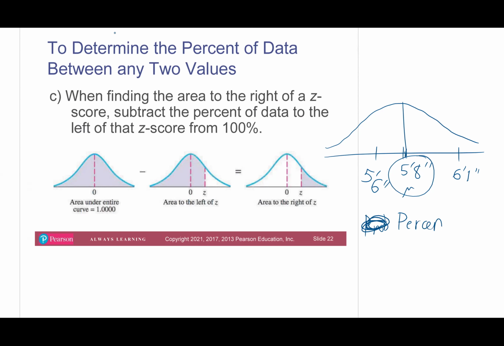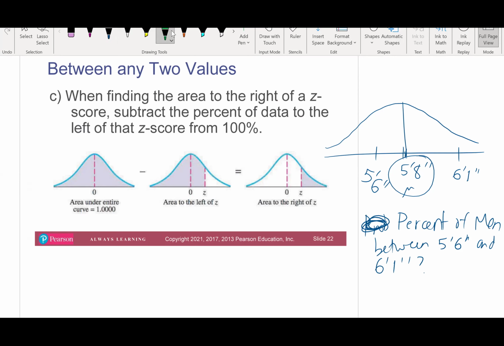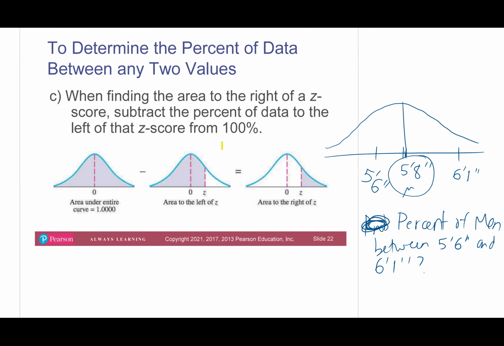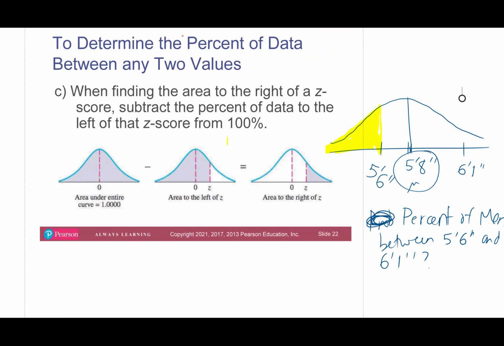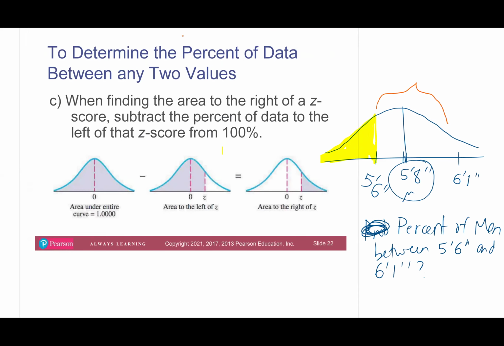It's the same thing. What's the percent of men between 5'6", for example, and 6'1"? Well, I'd calculate their z-scores, like they said. I'd look up the values of the z-scores in the table, but then, like it says, I can only find the area to the left of the curve. This right here, what I'm highlighting, that's what the table would give you if you looked up the z-score related to someone that's 5'6". But that's not actually what I want. The percent of men between 5'6" and 6'1" are the men that are here. So I don't really want that yellow part.